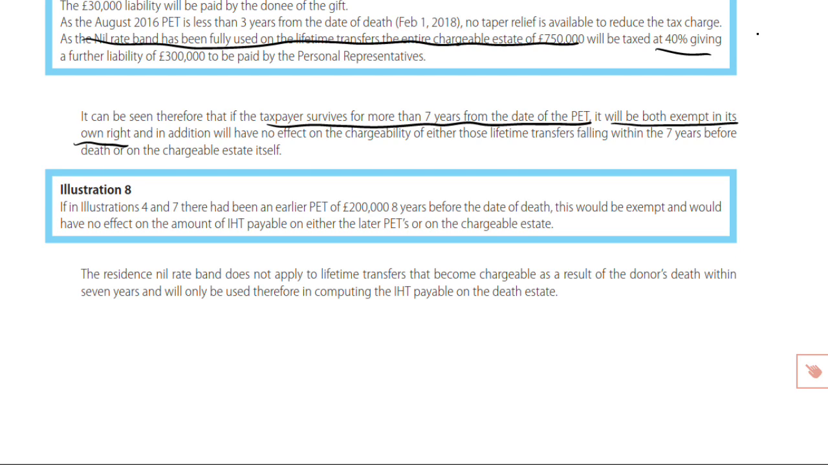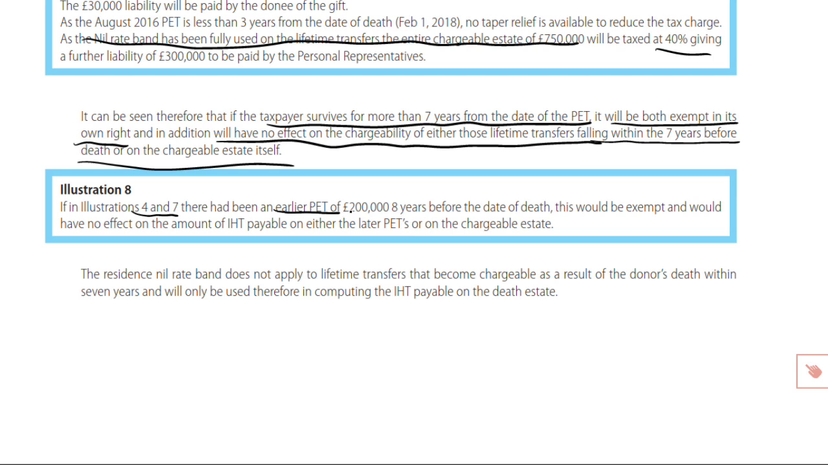But if a pet is more than 7 years from the date of death, it has no effect on the calculations of tax. It is not chargeable, and equally, it will have no effect on the chargeability of either those lifetime transfers within the 7 years before death or on the chargeable estate itself. Simply illustrated, looking at illustration 4, and that's why we've looked at them again now.